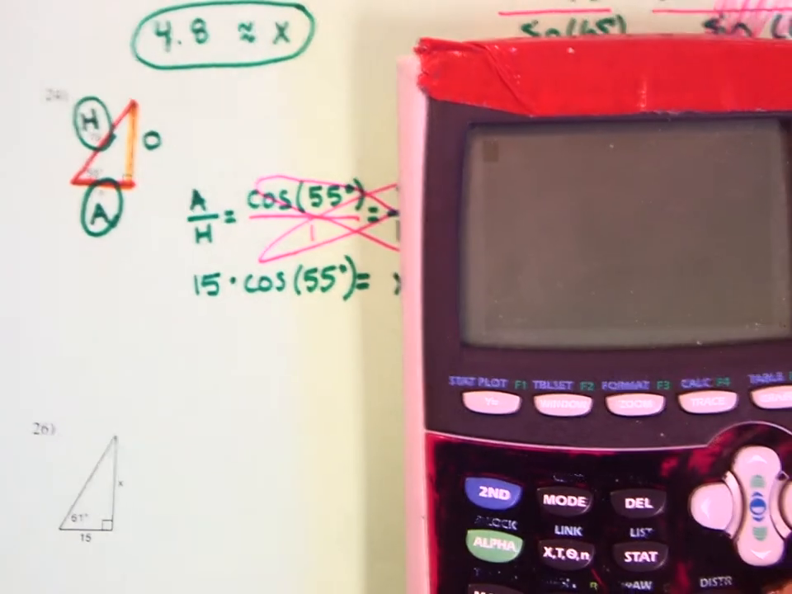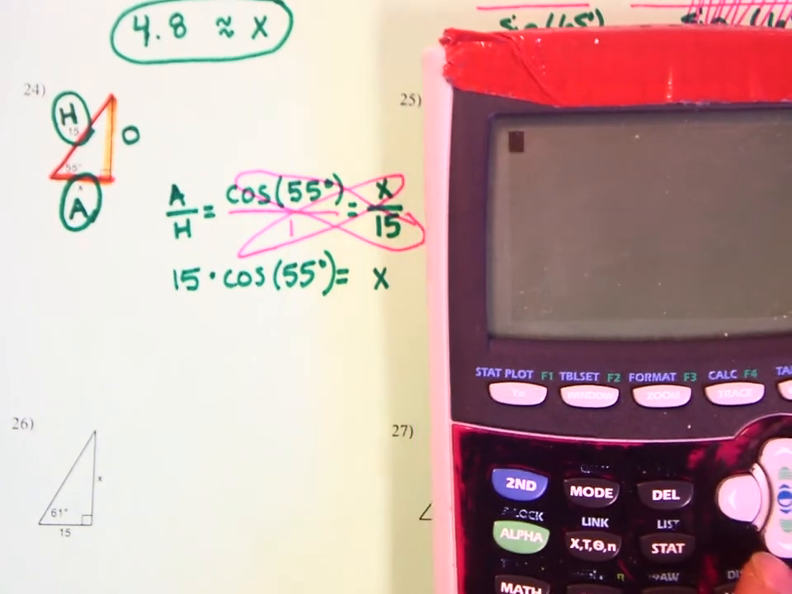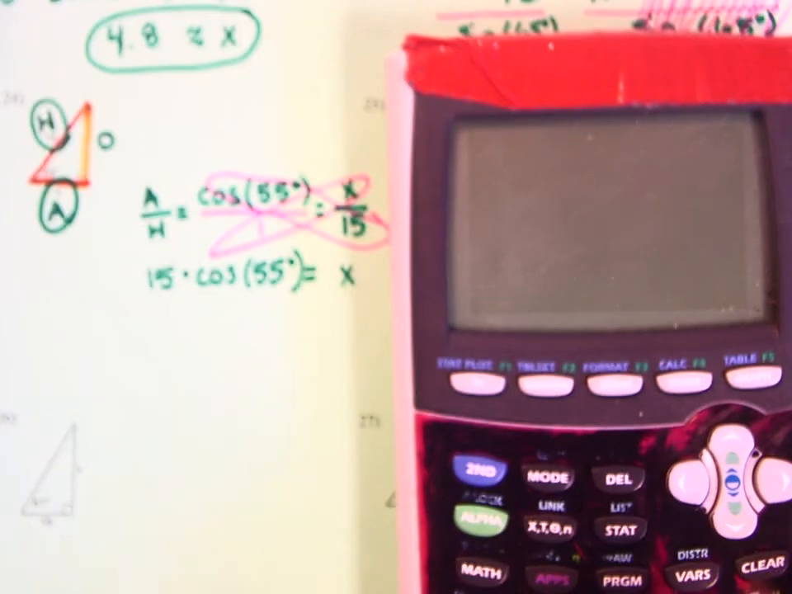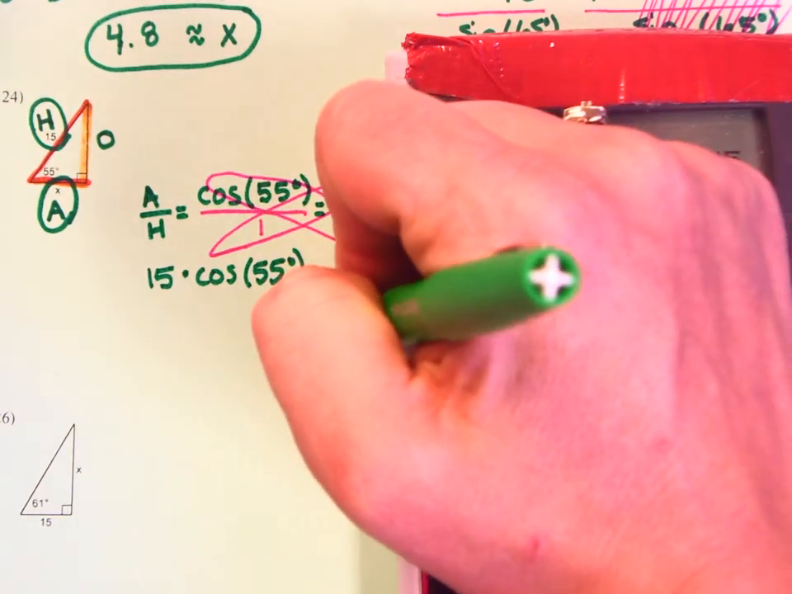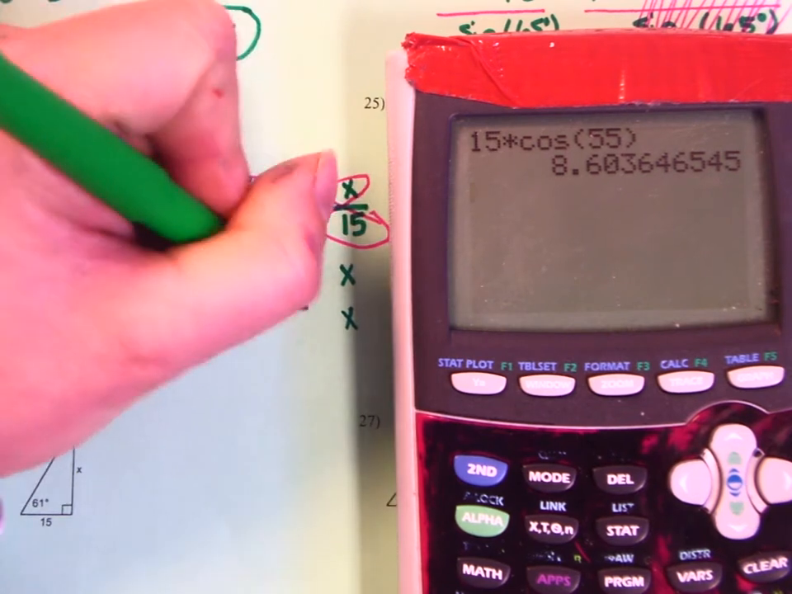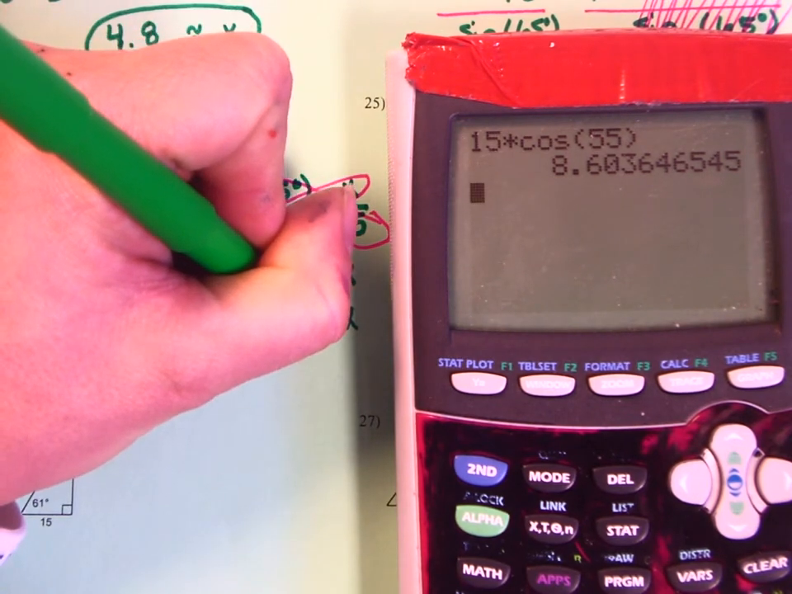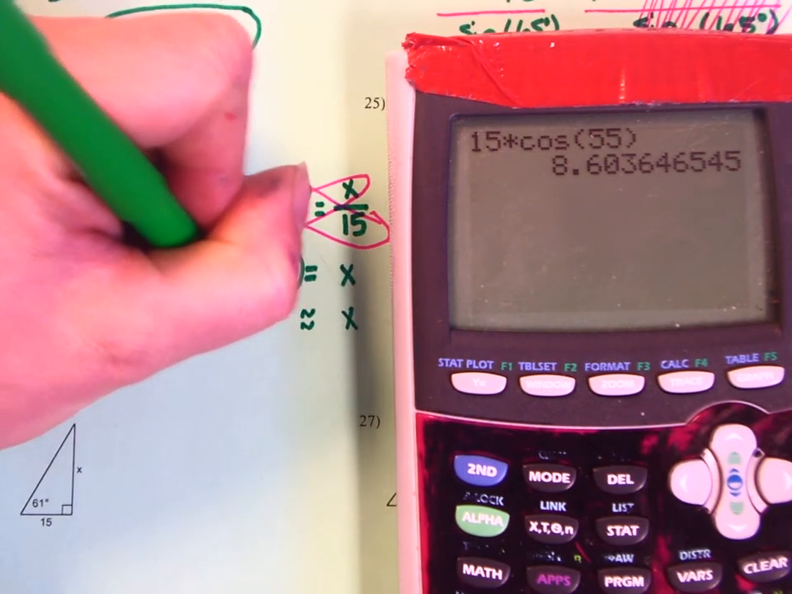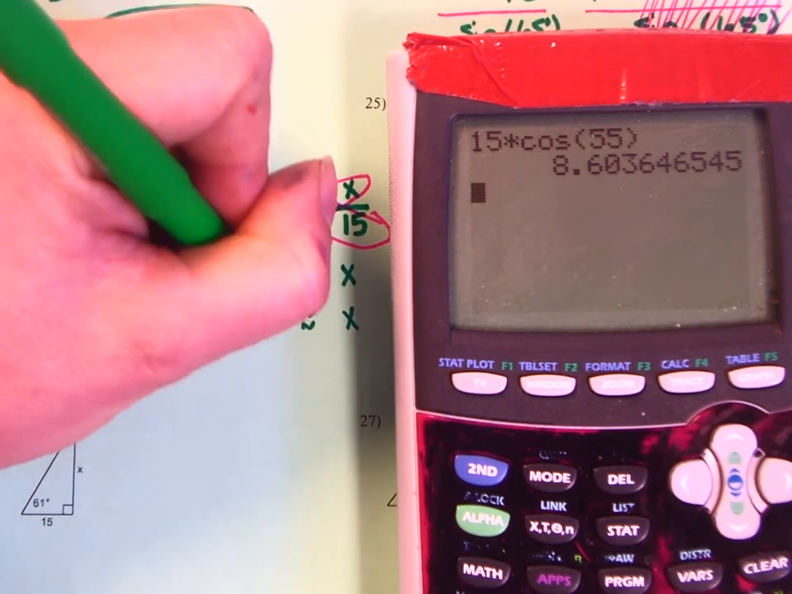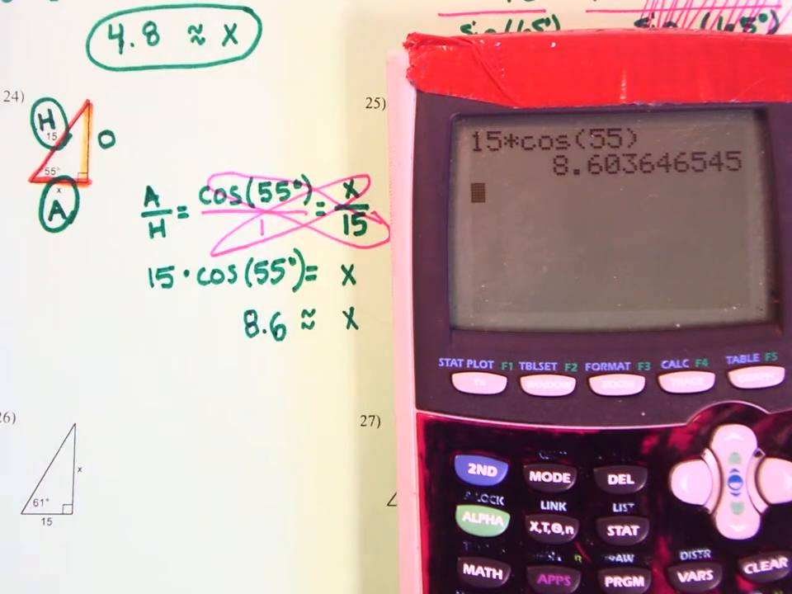I do expect you to write this step on your paper. So this is the type of work that I expect to see on your paper. You're going to punch in your calculator 15 times the cosine of 55 degrees. We're in degree mode. And we get x is approximately, and we were told to round to the nearest tenth. So x is approximately how much? 8.6. X is approximately 8.6.